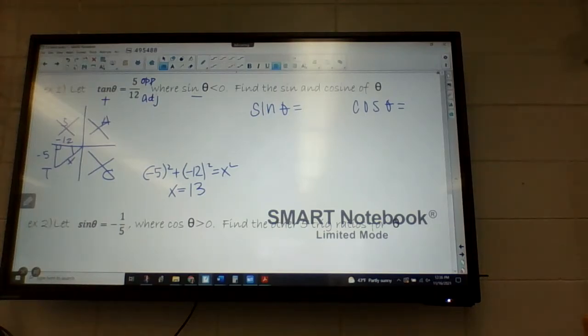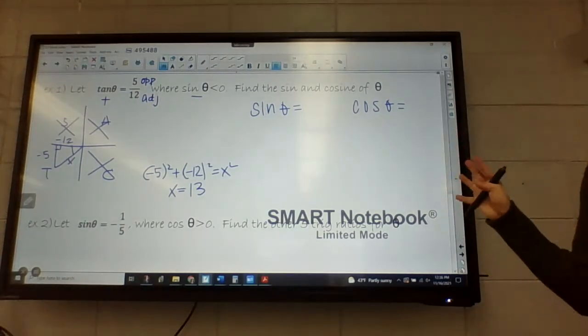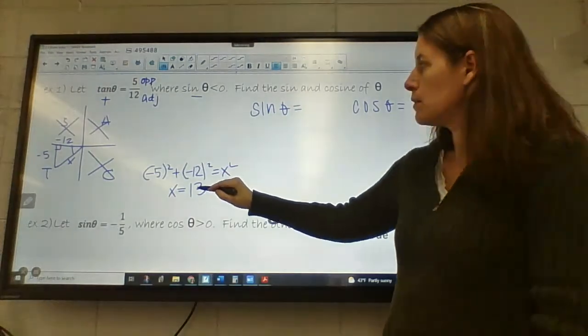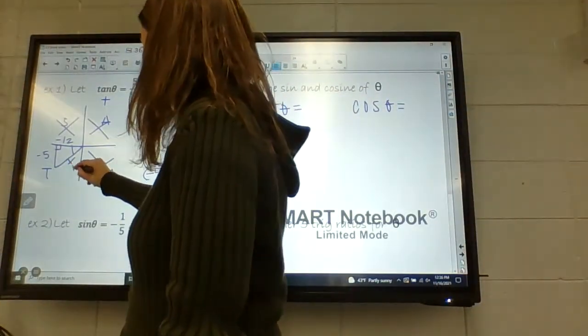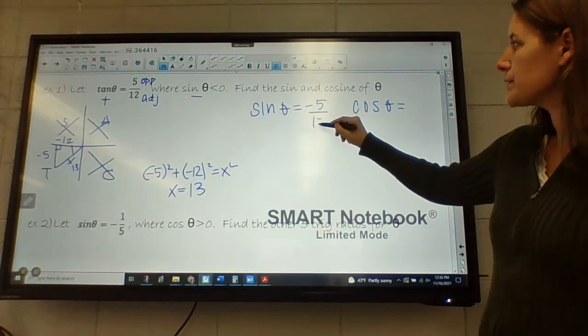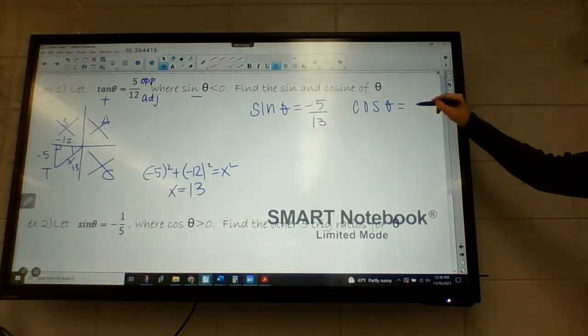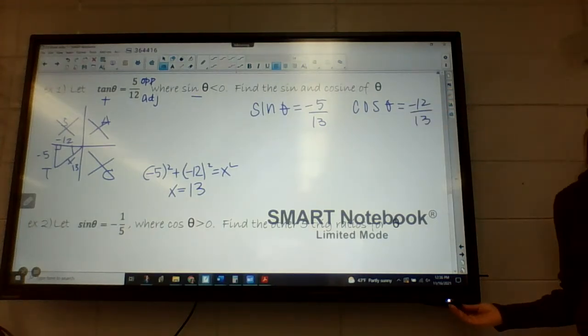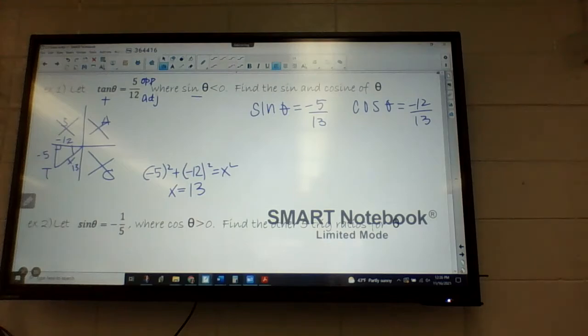So now we know the hypotenuse, so now we should be able to figure out sine and cosine. Sine is opposite over hypotenuse, and cosine's adjacent over hypotenuse. And again, those should both be negative.